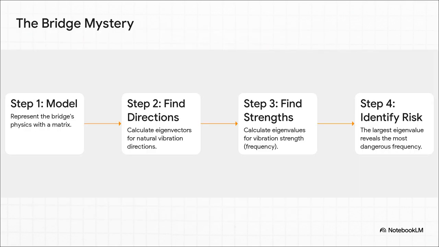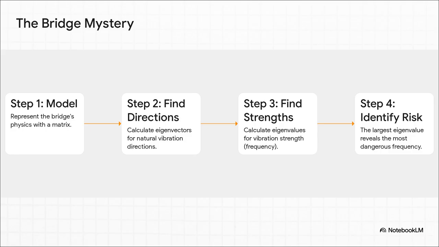Right, let's bring it all home. Remember that vibrating bridge? Well, engineers can model all the bridge's physical properties as one massive matrix. Then, they find its eigenvectors. And what do they find? The eigenvectors represent the fundamental ways the bridge wants to vibrate, its natural ways of shaking. Then they calculate the eigenvalues that go with them, and those tell them the natural frequencies of those vibrations.